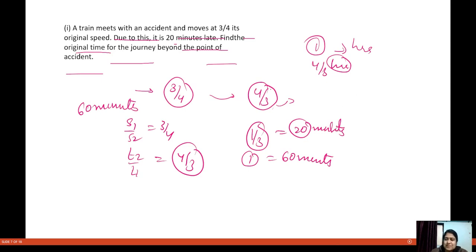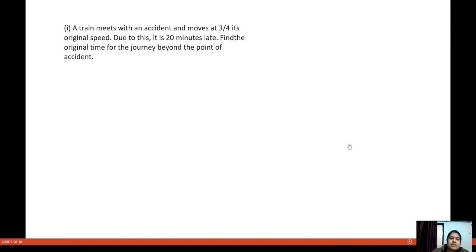Okay, fine. Only this much is asked in the question. So understand this question very well once again, because this question is done intuitively. Let us understand this question. Earlier this was moving at S1 speed from A to B.